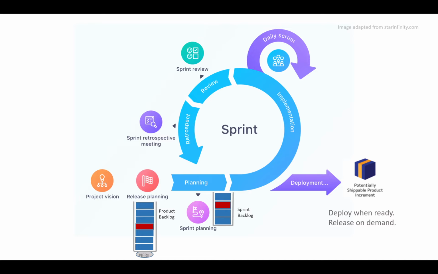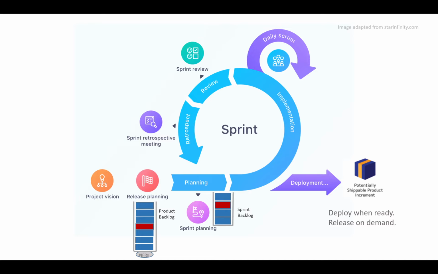There are a number of things that happen before the sprint. We've got a project vision, and it helps us with release planning through that prioritized product backlog. And in sprint planning, we take a subset of this product backlog and create the sprint backlog. Once planned, we enter the sprint and we have implementation activities with a daily stand-up.